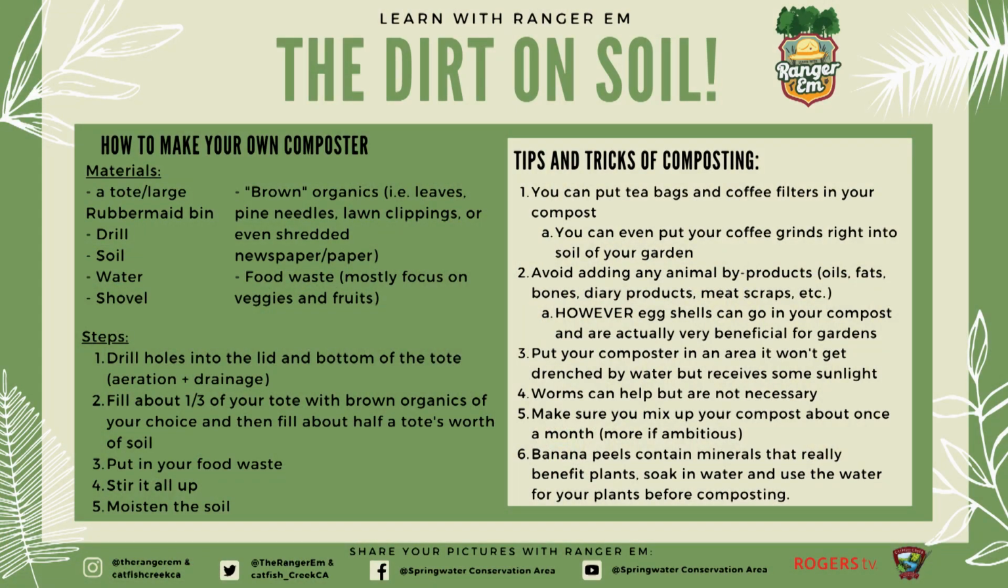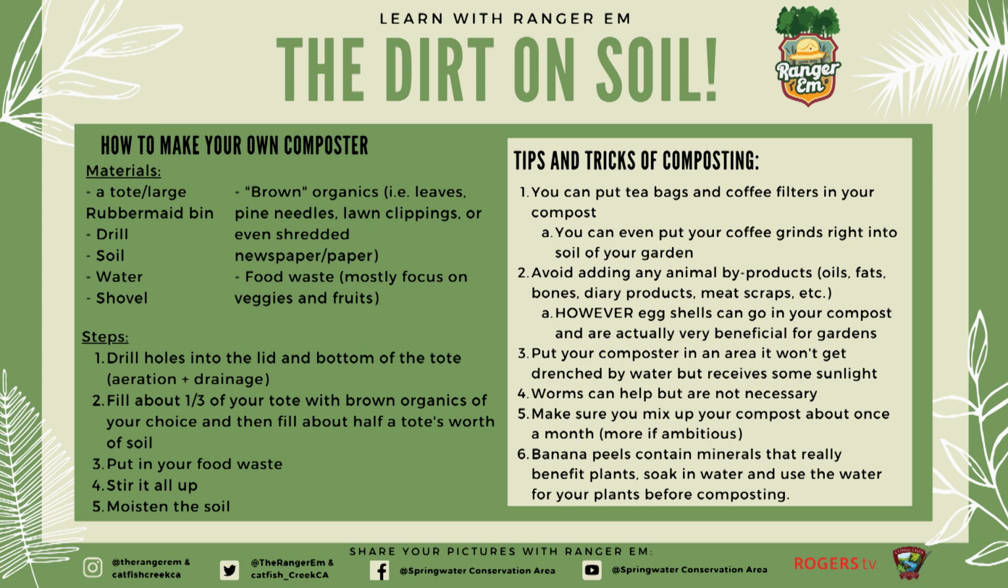A simple way to assist with waste reduction, soil health, and even benefit your own garden is to compost your organics. To make a composter, all you'll need is a rubber bin or just an old tote that's laying around, some shredded paper, leaves, pine needles, or other brown organics, and some soil and food waste to get it started. First, you'll drill some holes in the lid and then the bottom of the tote. This allows for aeration within the tote and then also excess water to filter out.